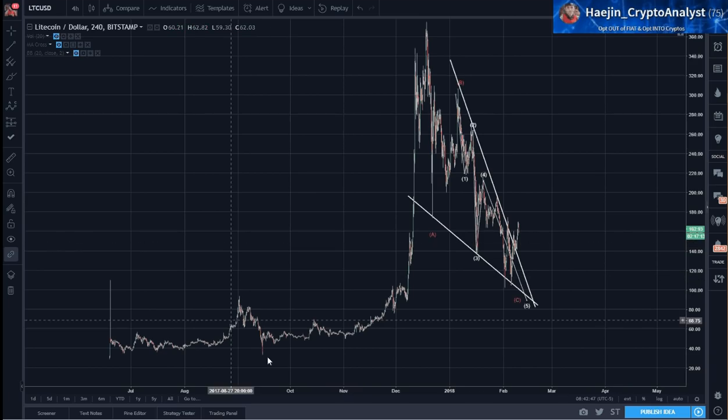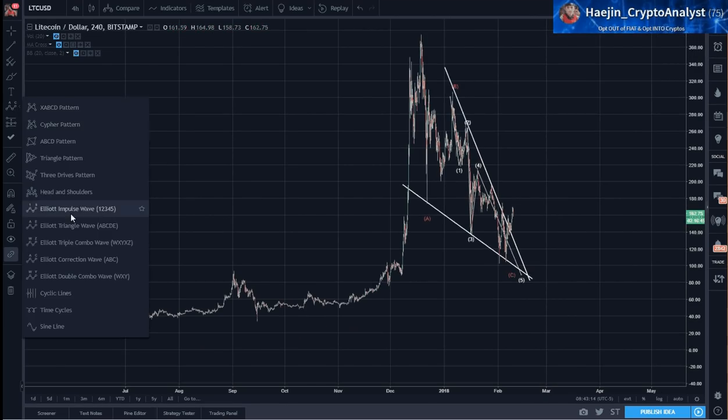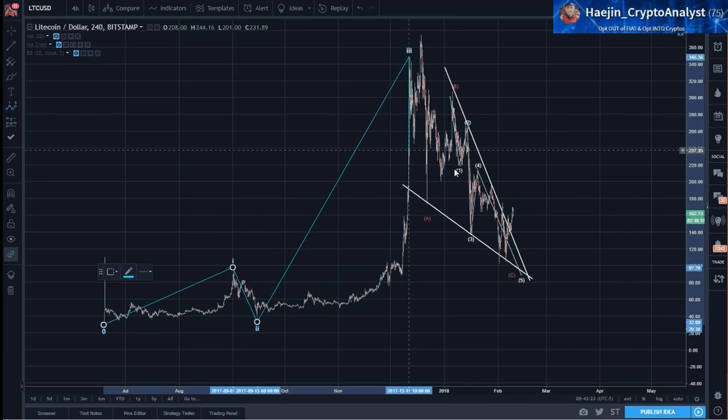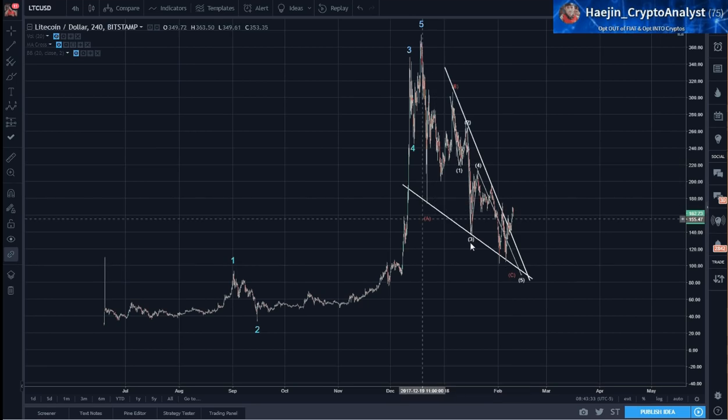Before that, it generated a very nice 5 waves up. And that can be counted as wave 1, 2, 3, 4, and 5. And then the subsequent ABC retracement. A, B, and C.